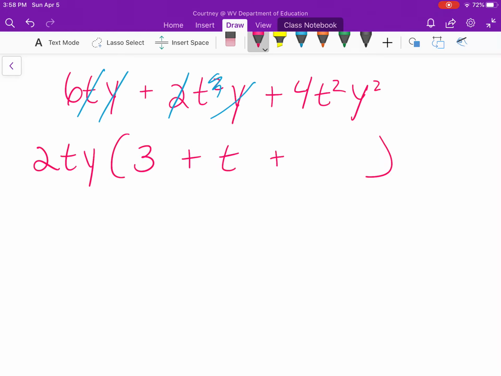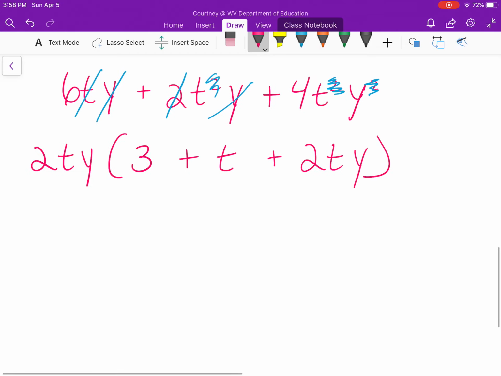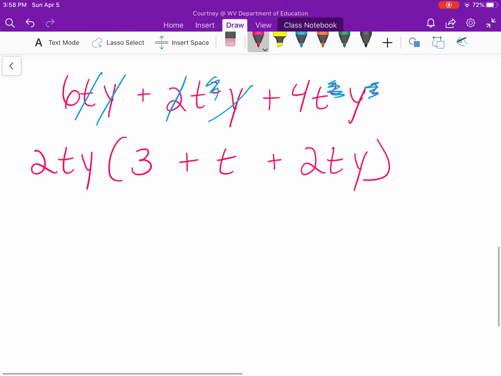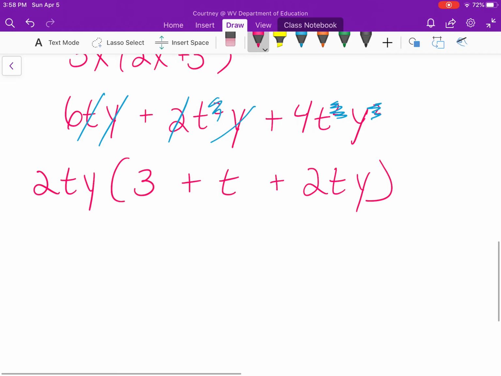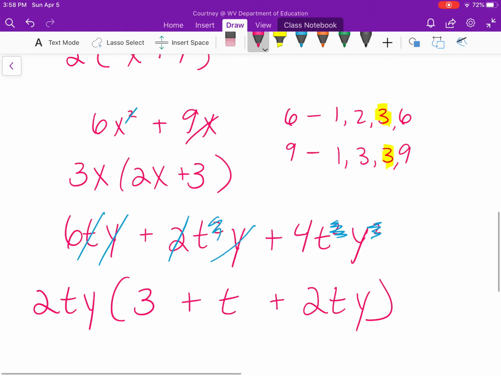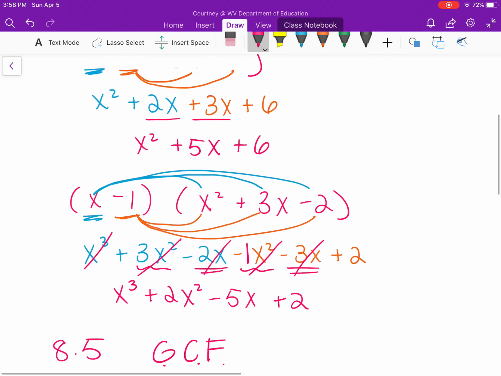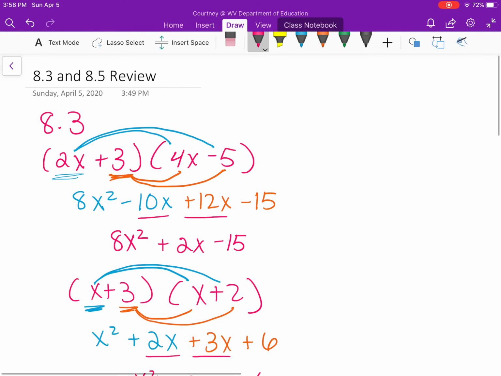Let's move on to the last one. We took a 4 away from 2. 4 divided by 2 is 2. We took 1 of these t's, and we took 1 of these y's. So it's 2ty. That's what we have left. Okay, I'll give you a couple of practice questions, but this is basically a summary of 8.3 and 8.5.